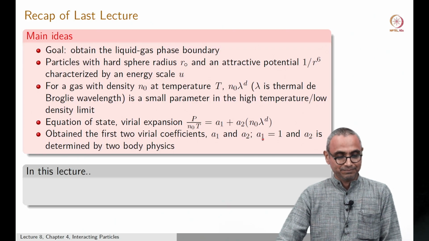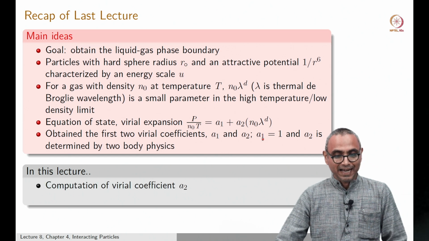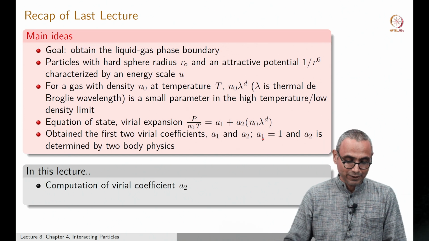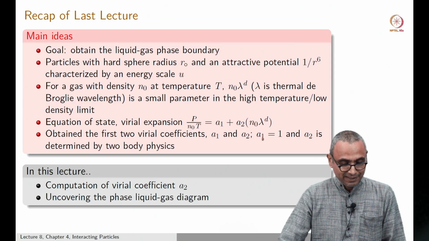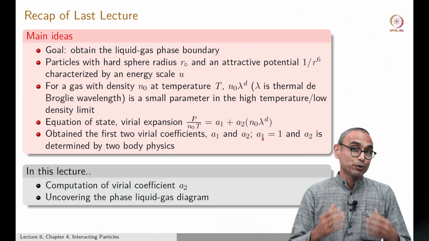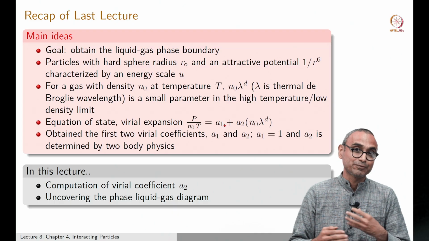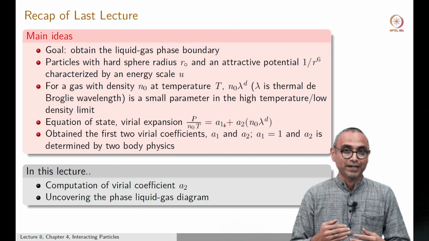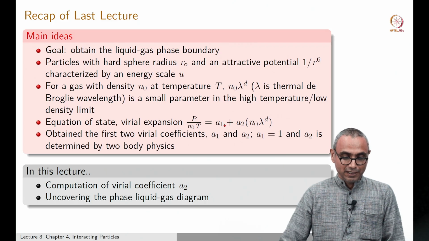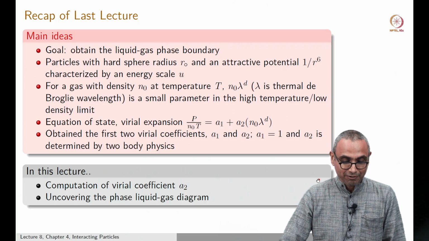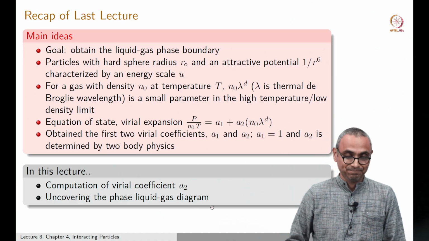So in this lecture, we will actually compute the coefficient A2, and you will see that there are some very interesting things in that computation. Once we have computed A2, we will get the equation of state, and then in a sense we will be making our attempt to derive the phase boundary and all of that stuff. So the outcome of this lecture is that we will have uncovered the liquid-gas phase diagram.